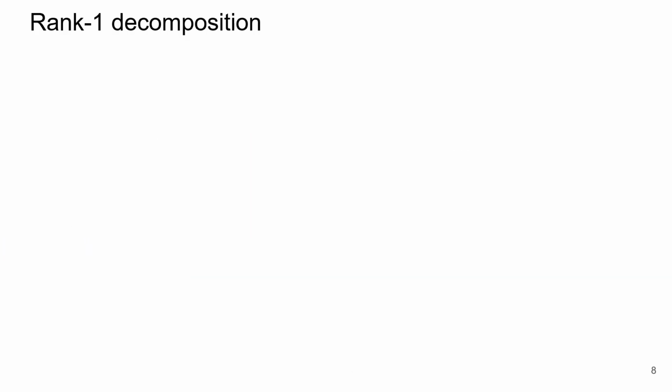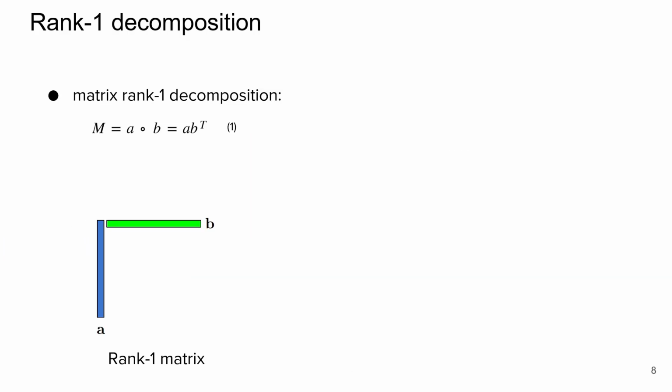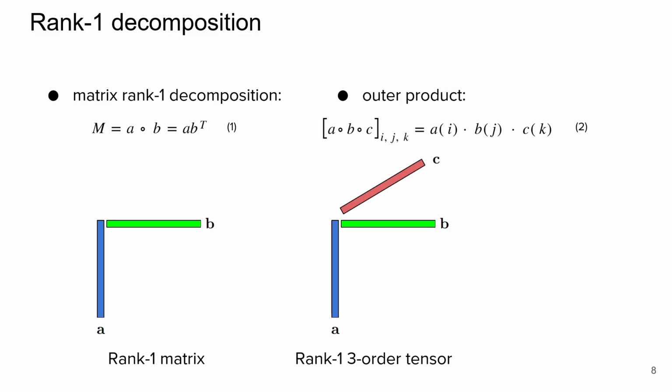To understand our method, let's review a few concepts. Rank 1 decomposition expresses a matrix or a tensor as the outer product of vectors. In the case of a matrix, it can be written as the product of two vectors, while for a third-order tensor, it is obtained from three vectors. What about the case of a higher rank?